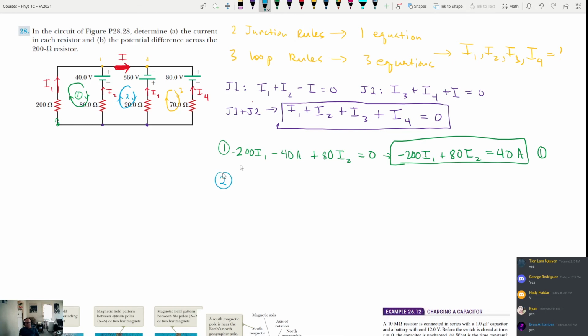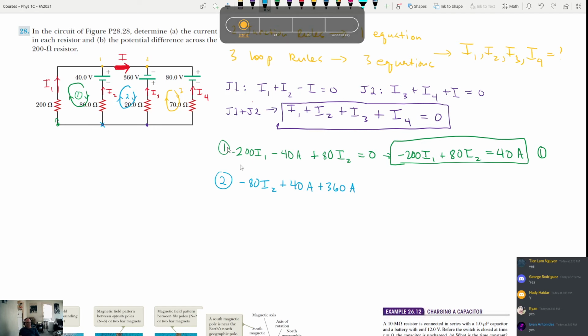Okay. All right, next we do loop 2. So here's loop 2. Let's start from that point right there and go around. So I'll have negative 80 I2 plus 40. Again, we're dividing through by ohms, so we get 40 amps. And then we come to this. So we're going in the circle like this, right? We went up this branch. Now we're going down the branch with I3 in it. So we're going from negative to positive, so that's going to be plus 360 volts, but we're dividing through by ohms, so we get amps. And then I3 will be plus 20 I3.